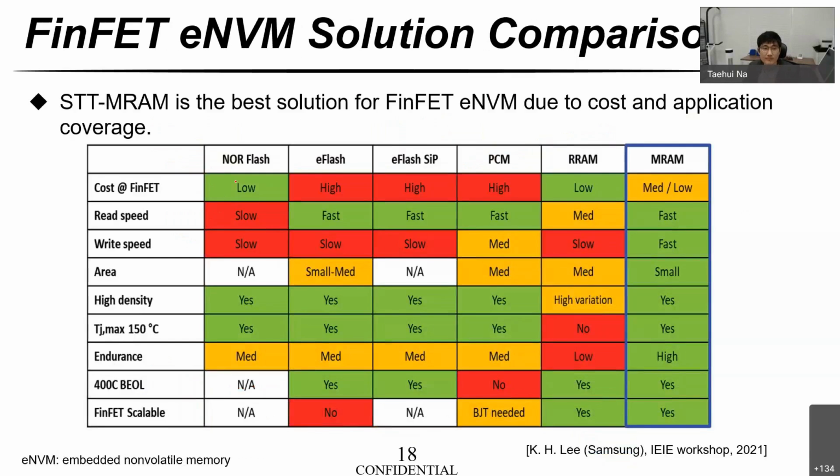Well, this slide shows a table comparing the various memory types. In case of embedded flash, as I mentioned before, it is not applicable to the FinFET technology. And the NOR flash is very slow. In case of PRAM, also it is not easy to use the FinFET technology, and for PCRAM and RRAM, the endurance is not good. So STT-MRAM is the best solution for FinFET embedded non-volatile memory due to cost and application coverage.